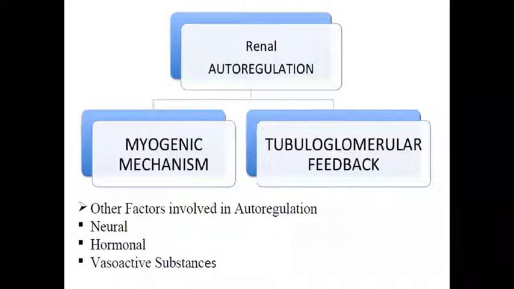Then you have the tubuloglomerular mechanism, where the juxtaglomerular apparatus is involved, the macula densa cells, and the granular cells that are producing renin. I'll explain this and then we'll end from here.